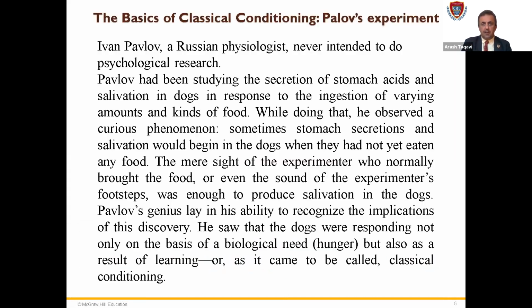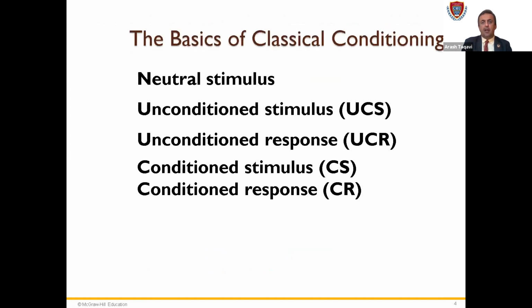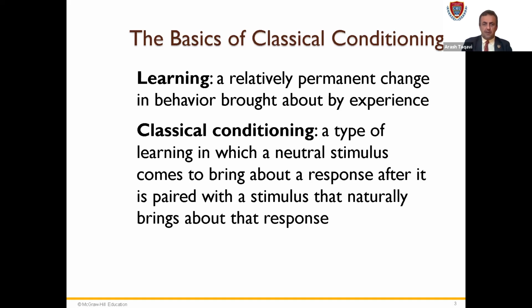Okay, so we have 5 types of stimulus and response here. Neutral stimulus; unconditioned stimulus or UCS, U for un, C for conditioned, and S for stimulus; unconditioned response, UCR. UCS is the natural stimulus, and UCR is the natural response. There is no need for any type of conditioning. And after that, your neutral stimulus will become something like your natural stimulus. So that neutral stimulus is called conditioned stimulus. And the response to it is not a natural response. It is called conditioned response.